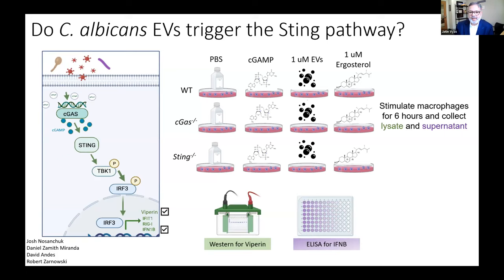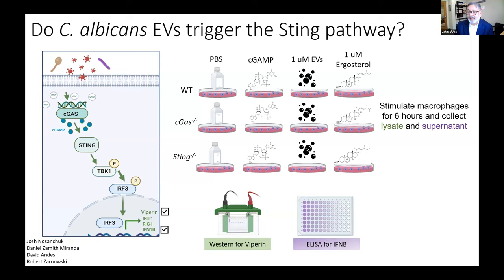And so she set up experiments where we took macrophages, they're all immortalized, but we've done this in primary cells, and the same phenotype holds true, where they're either wild type, so they have the entire component of that type 1 pathway, the cGAS-STING pathway that we talked about, one that lacks cGAS or one that lacks STING. And then we added in those EVs to see if we could demonstrate the activation of this pathway.